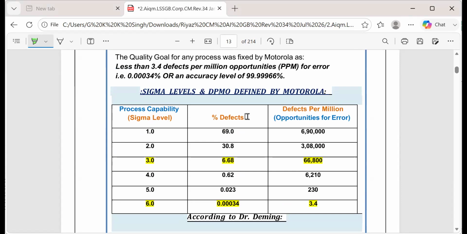You tell me, as the defect percentage goes down, what happens to the sigma level? As the defect percentage goes down, say 69% to 30.8%. Increases. Yeah, so as the defects are reduced, the sigma level is increasing. And here, as I told you, instead of per 100%, we are talking of defects in terms of per million. So we are converting percent to per million.